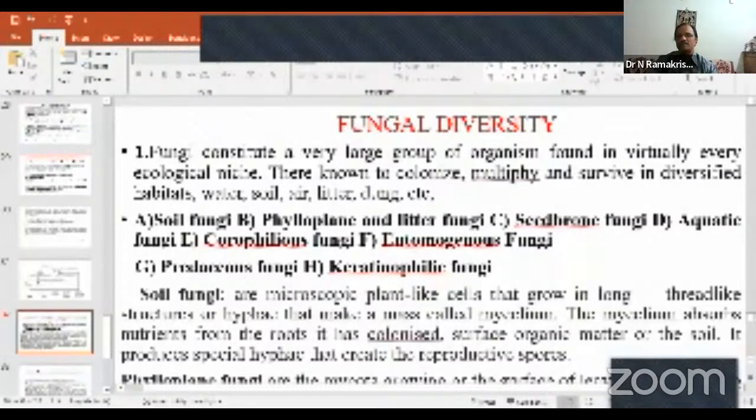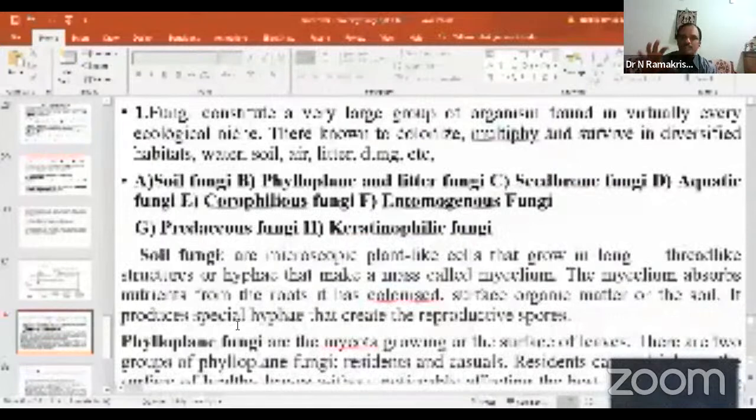First one, soil fungi: fungi that grow in the soil. They are microscopic plant-like cells that grow in long thread-like structures, hyphae, that make a mass called mycelium. Mycelium absorbs nutrients from the roots, colonizes surface organic matter of the soil, and produces special hyphae that create the reproductive spores. Phylloplane fungi means fungi growing only on the leaf surface, not the root system, not the stem, not the flower, only on the surface of leaves.